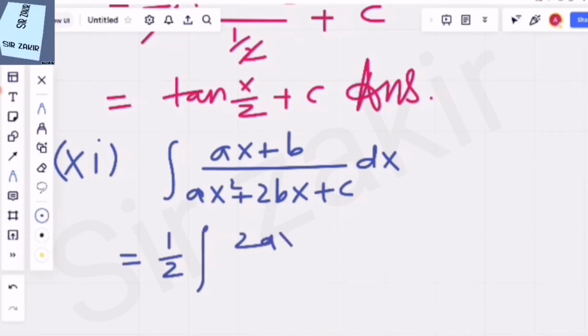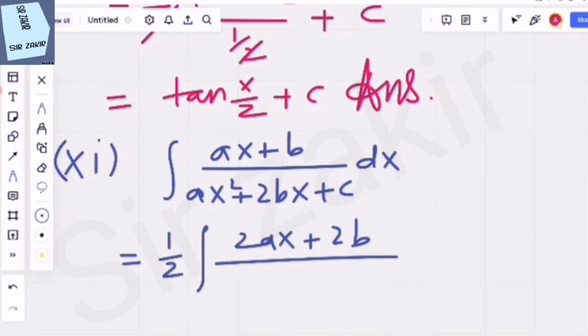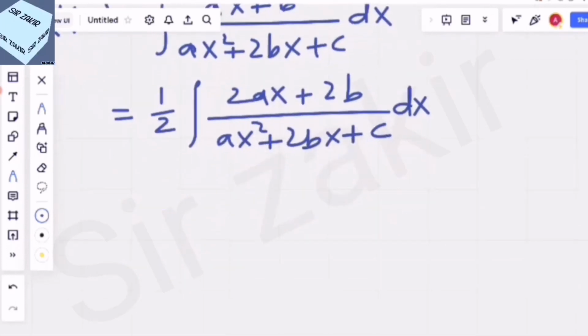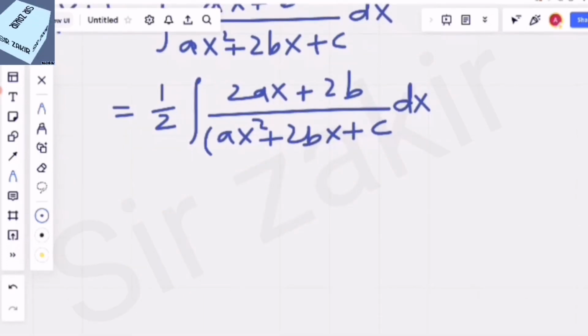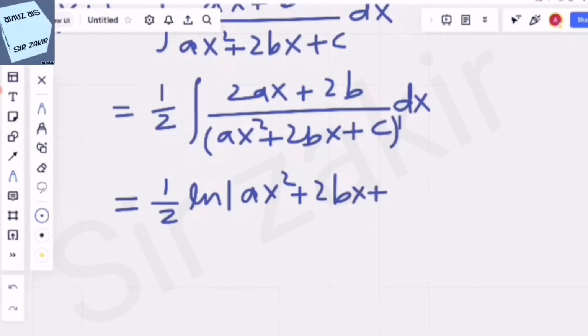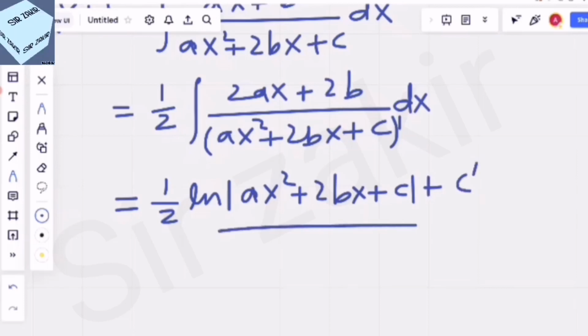So multiplying by 2 makes 2ax plus 2b. Division by 2 is shown as 1 by 2 outside the integration. This remains unchanged, ax square plus 2bx plus c dx. And then we see that this is a function with power 1, and the numerator is its derivative. So the integration is natural log of the function. The function is ax square plus 2bx plus c. We write the integration constant c prime here.